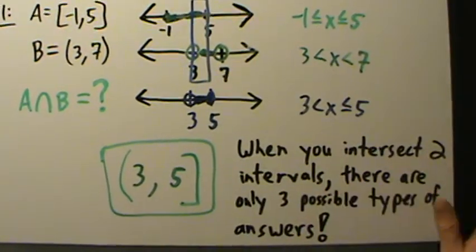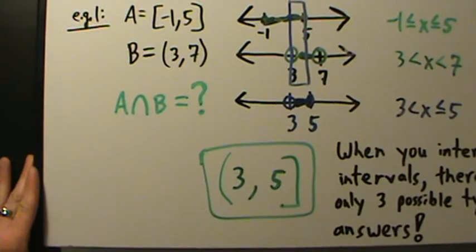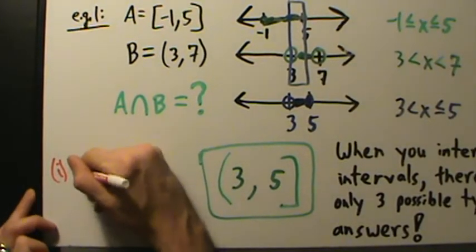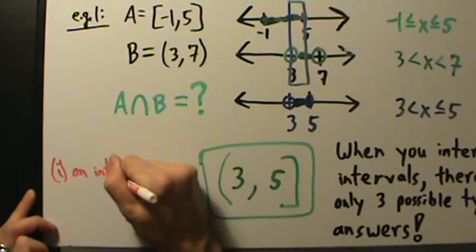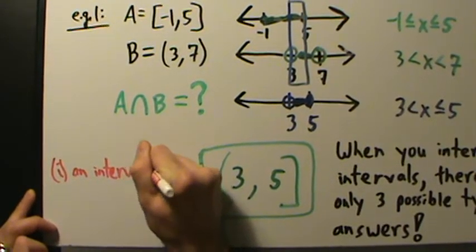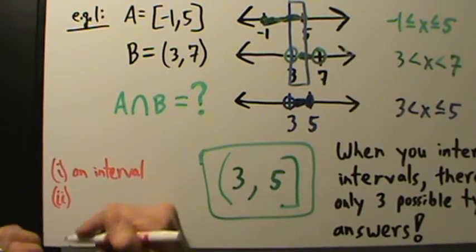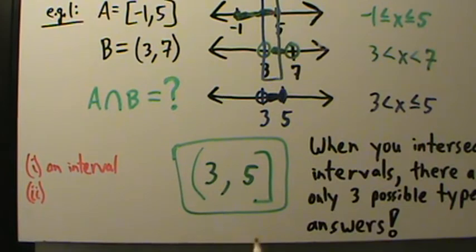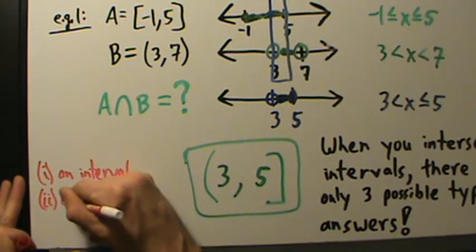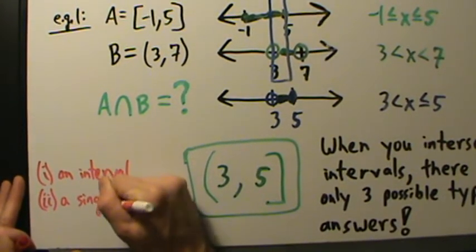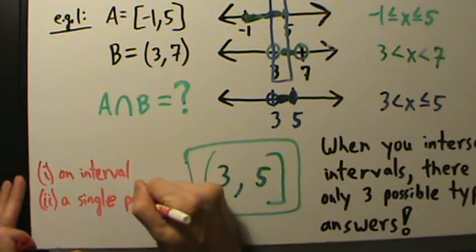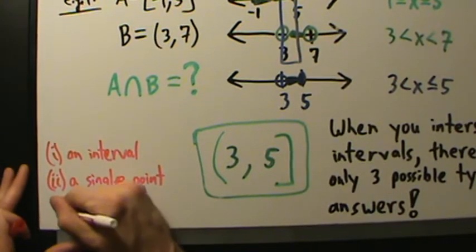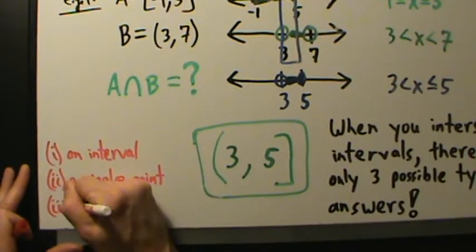So I'm out of room over here, so I'm going to awkwardly come over here and write it. The types are 1, an interval. That's actually what happened here. So here we intersected 2 intervals and then our answer was another interval, so that could happen. The other possibility is a single point, or a single number, right? So that could happen. We'll see an example of that later. Or 3, the empty set.